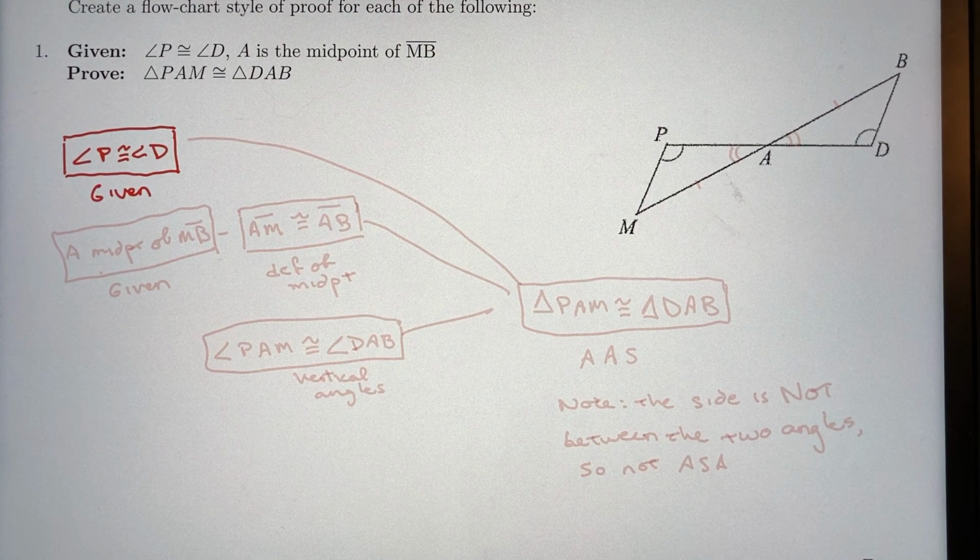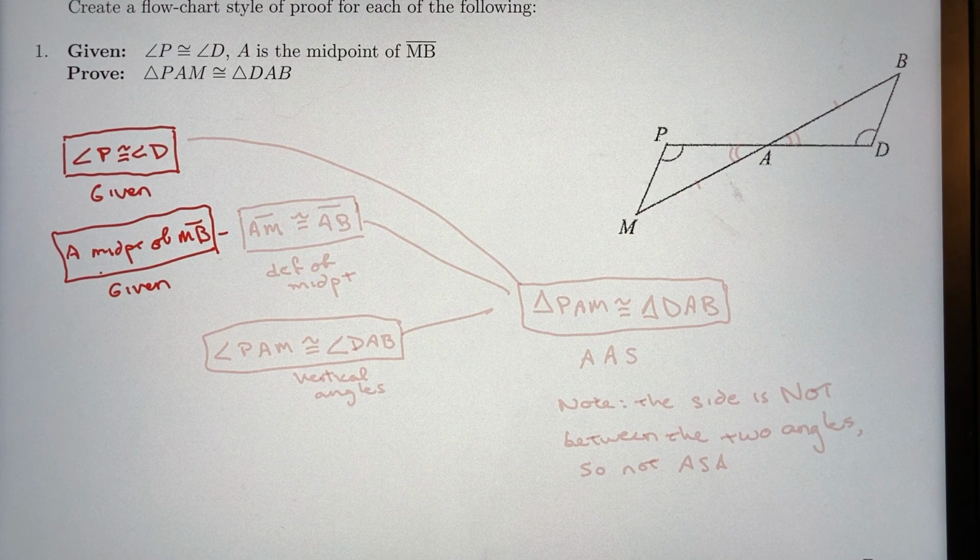Okay, next. A is the midpoint of MB. That's also given. Okay, what else do we have? Let's see. Let's mark that. What does that tell you? That tells you about the two sides.